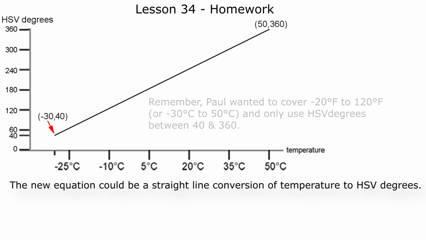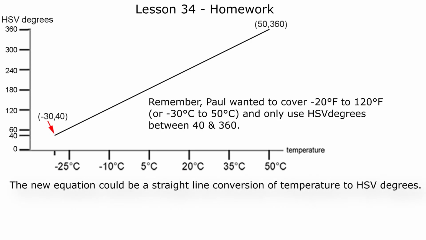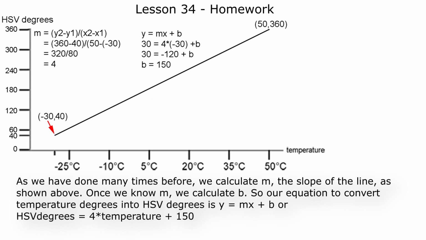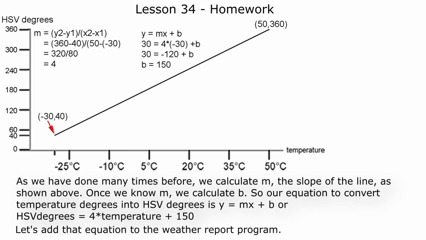The new equation could be a straight line conversion of temperature to HSV degrees. As we've done many times before, we calculate m, the slope of the line, as shown above. Once we know m, we calculate b. So our equation to convert temperature degrees into HSV degrees, y equals mx plus b, or HSV degrees equals 4 times the temperature plus 150. Let's add that equation to the weather report program.